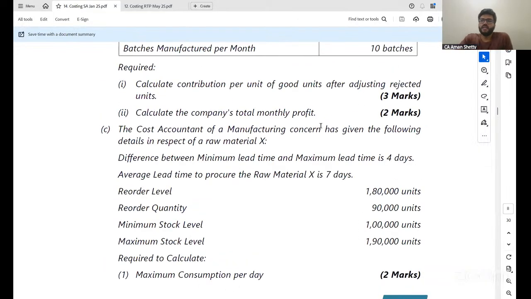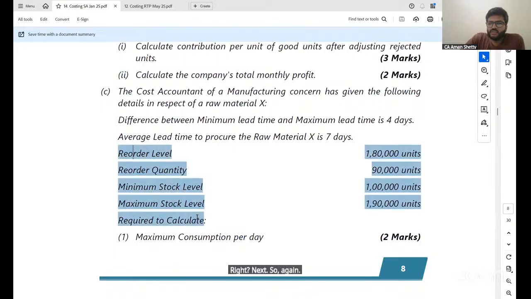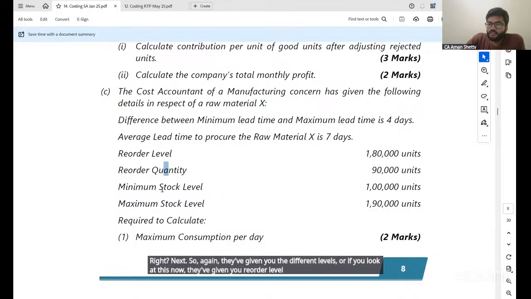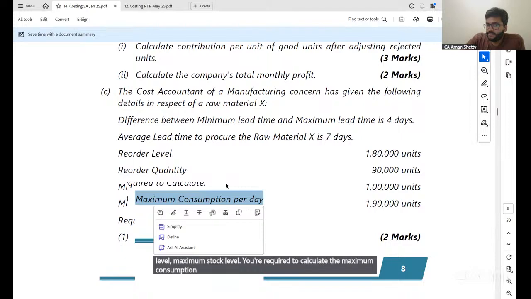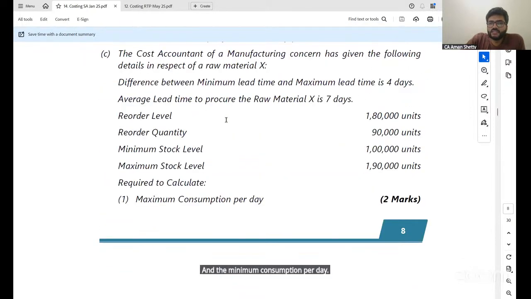Next, again they've given you the different levels. All of you look at this now. They've given you reorder level, reorder quantity, minimum stock level, maximum stock level. You are required to calculate the maximum consumption per day and the minimum consumption per day.